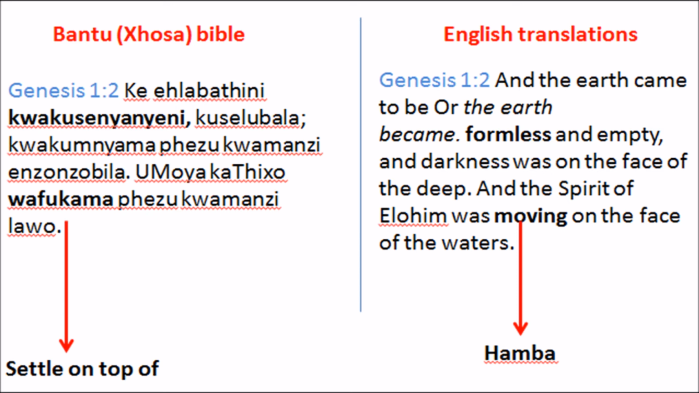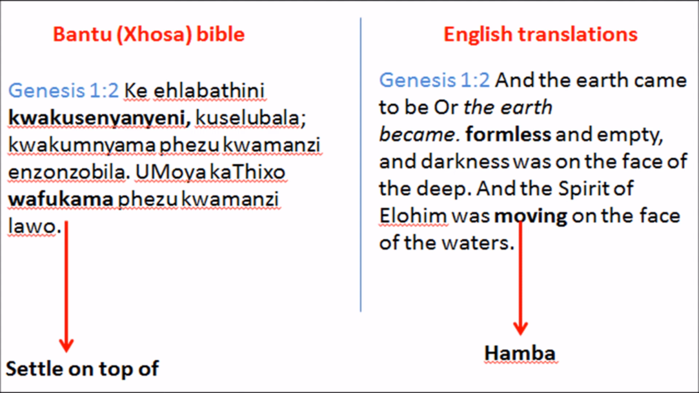It says fukama, which is a clear word. You are not moving. You are fukama, you're sitting on top. You are hovering over it, okay? You are sitting on top of it, circling on top of it. Which shows clearly that these people were trying to translate the original Bantu Xhosa Bible, which was written back then, into English, but trying to fit in words that don't fit in English. As you can see, they're messing up and tripping.